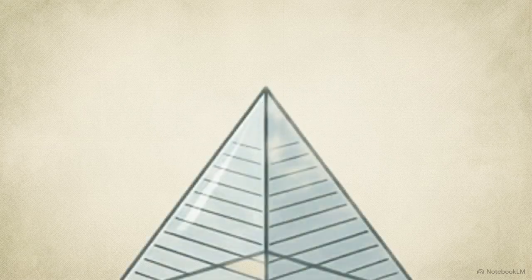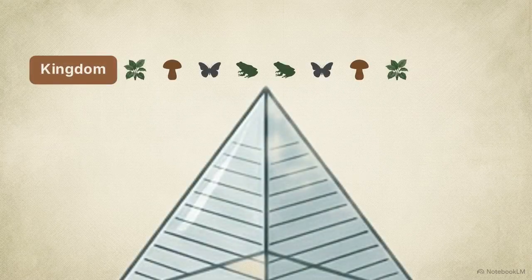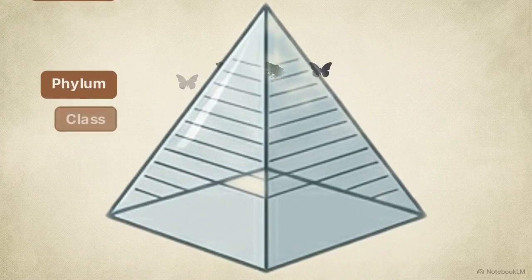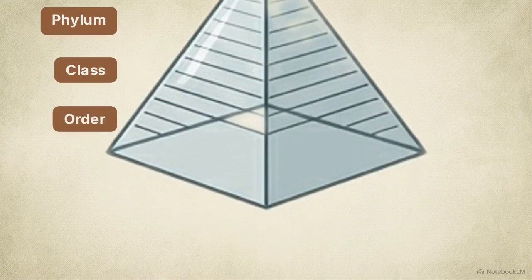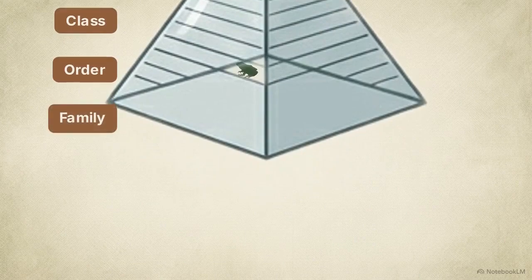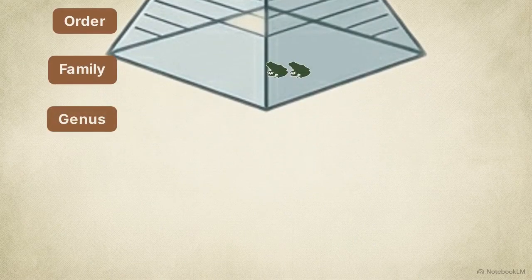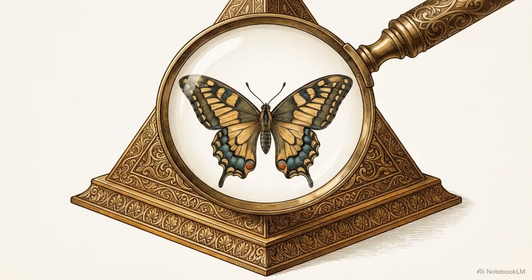At the very top sits the kingdom. This is the broadest category, grouping together vastly different life forms that share only the most basic, fundamental characteristics. Below the kingdom, we filter organisms down through increasingly specific ranks: phylum, class, order, family, and genus. The core rule is simple. The lower you go on the ladder, the more physical and genetic traits members share.